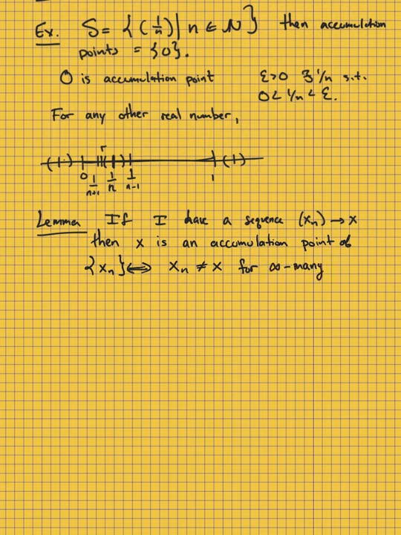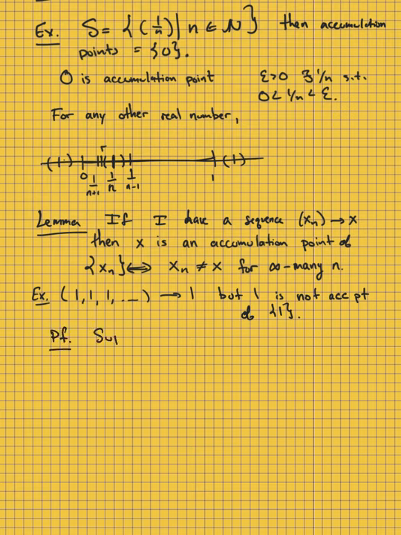Okay, so you have to be a little careful, because I could have a sequence which is just 1, 1, 1, and so on. This certainly converges to 1, but 1 is not an accumulation point of the set {1}. Okay, but if you have a sequence where there's infinitely many terms which differ, then it has to be an accumulation point. Okay, so let me just give you the proof.